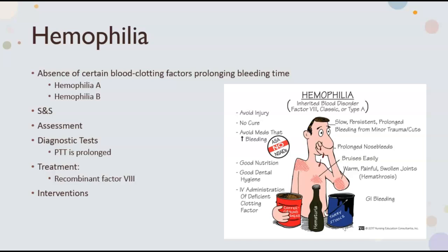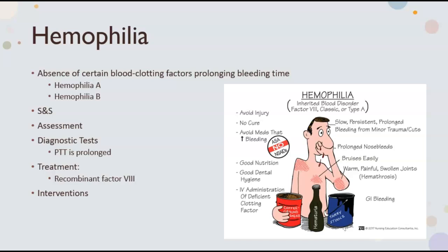Assessment, so you will see ecchymosis and hemorrhaging from the slightest trauma, pain with joint movement, and blood in the subcutaneous tissues, the urine, and the stool. Diagnostic tests. So factor 8 and or 9 will be absent or deficient. So it just depends on if they have A or B. Platelets, PT, and INR are normal, but the PTT is prolonged. So that's important to remember. Just the PTT in hemophilia will be prolonged. All platelets, PT, and INR will be normal.